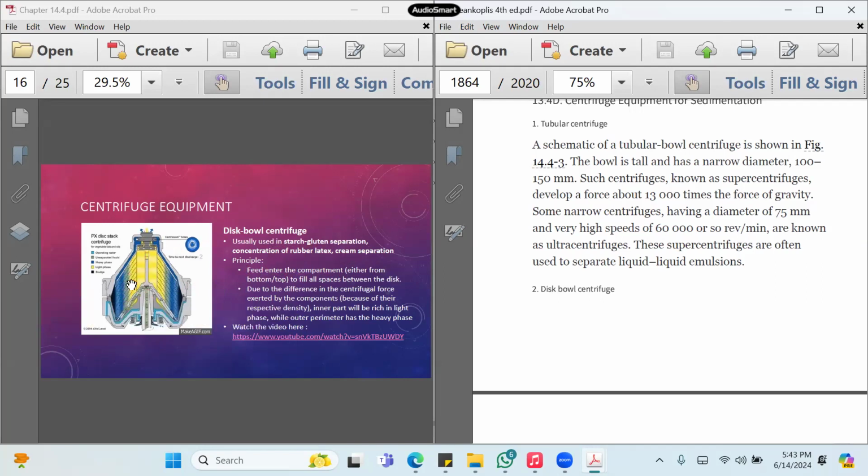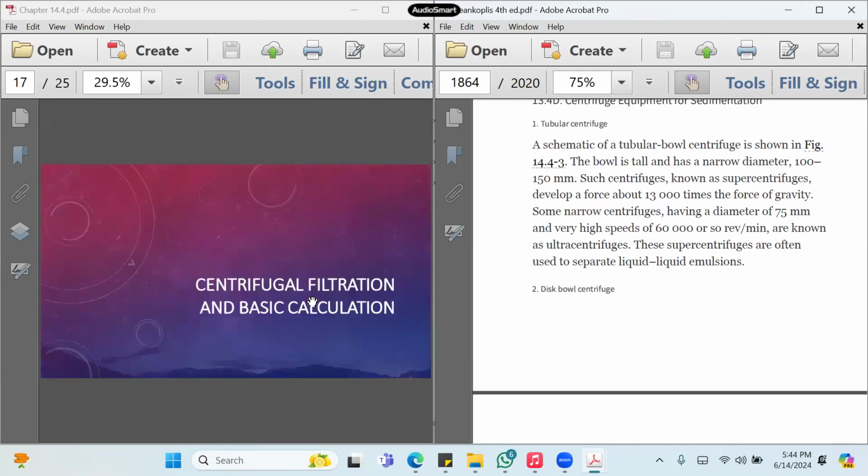It fills all the spaces between the discs, and then it rotates. Due to the difference in the centrifugal force exerted on the components, either liquid-liquid or liquid-solid, the inner part will be filled by the light phase and the outer part will be filled by the heavy phase. You can watch the video here later for the working principle of this bowl centrifuge.